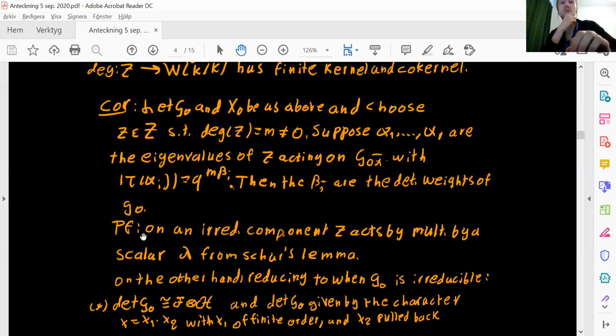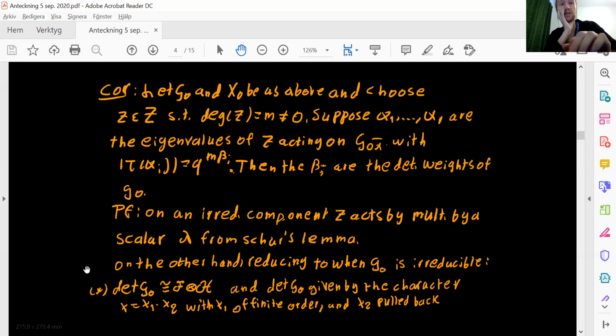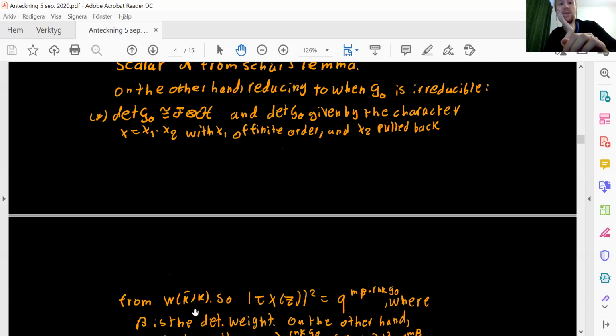So you see that the proof is as follows. On an irreducible constituent or irreducible component, Z here will act by multiplication by a scalar from Schur's lemma. Now, on the other hand, you see that we can easily reduce to the situation when G0 is irreducible. Then you have that the determinant of G0 will be isomorphic to a product of F and H. And F here will be something where the eigenvalues of the Frobenius are just roots of unity. And this H here is pulled back from a character of the Weil group. As I said, the determinant of D0 will be given by some character chi which is a product of chi1 and chi2, where chi1 is of finite order, and chi2 is pulled back from the Weil group of the base field.